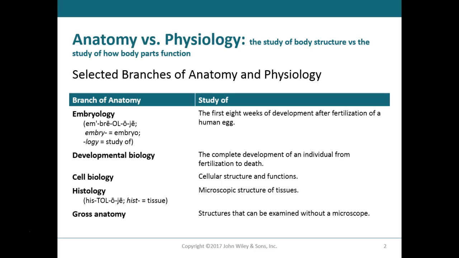So cell biology studies cell structure and function. Histo refers to tissue, so histology is the study of tissues. So using tools known as microscopes, we can look at the structure of tissues. And gross anatomy is the study of something that you can see without using a microscope, so body parts that you can observe.